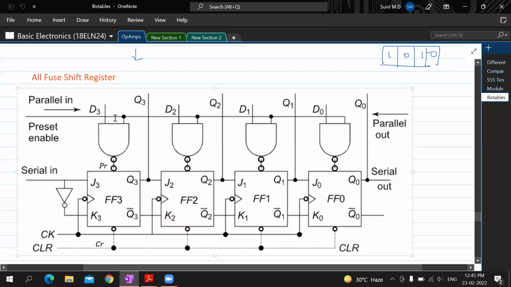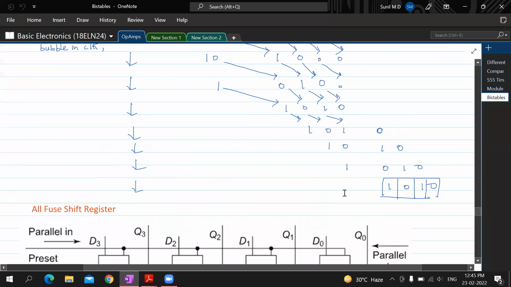You can make this work as SISO. You can at the same time make this work as parallel in, parallel out. Any of the registers that we have seen so far as categories can be implemented using just this. If you want this to work as serial in, serial out, don't give anything at the parallel enable, the preset enable. You have to give serially in and take the output serially here. So then it is serial in, serial out.